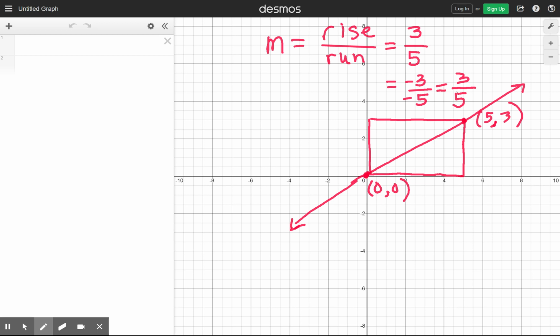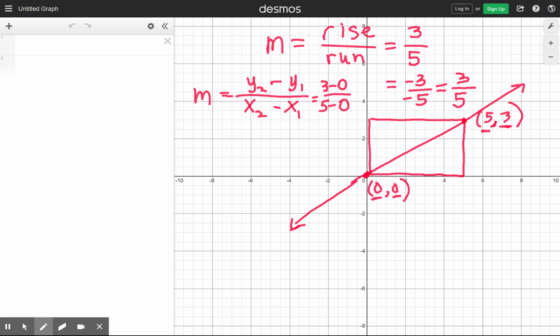Now, you also could figure this out using the slope formula, which is given by slope is the second y minus the first y divided by the second x minus the first x. Okay. So if you did it that way, here is the second y minus the first y, 3 minus the 0. And then the second x minus the first x would be 5 minus 0. Okay. And you're still going to end up with 3/5.